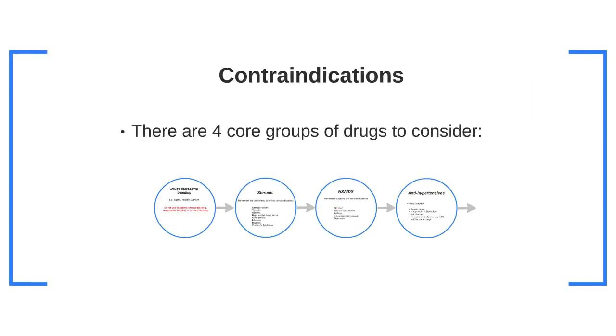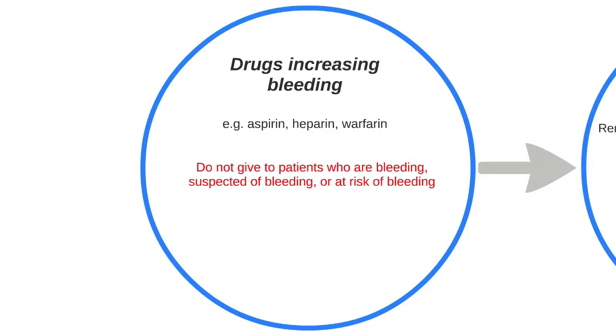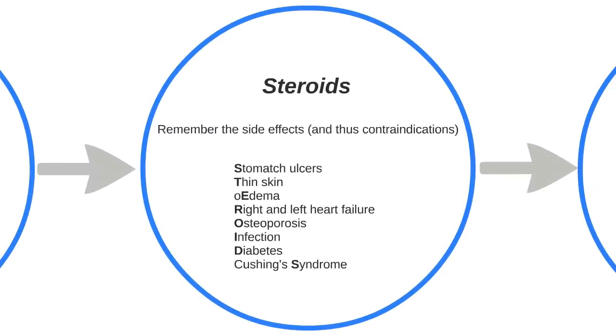Now C, the first of our bigger categories. C stands for contraindications, and you should always consider and review 4 important areas. The first of these are drugs that increase bleeding. Examples here would include aspirin, heparin, and warfarin. It is important that in patients who are at risk of bleeding or who are actively bleeding, these agents are withheld. Next is steroids. For patients who are on steroids, always consider the side effects of these medications.